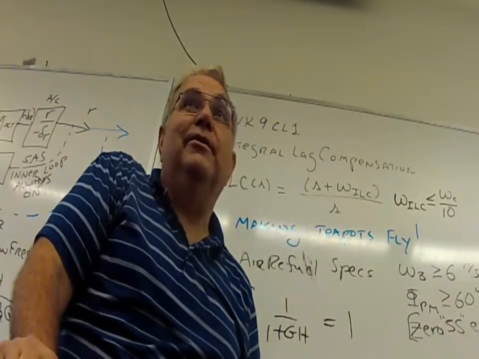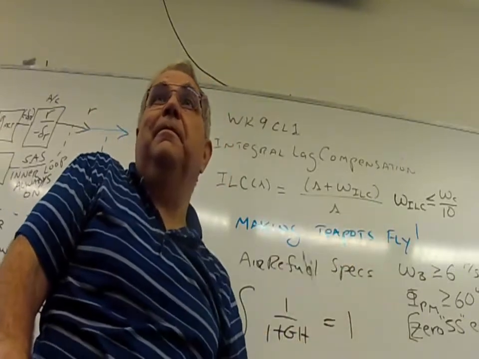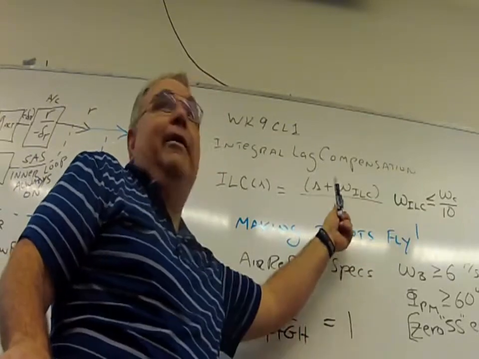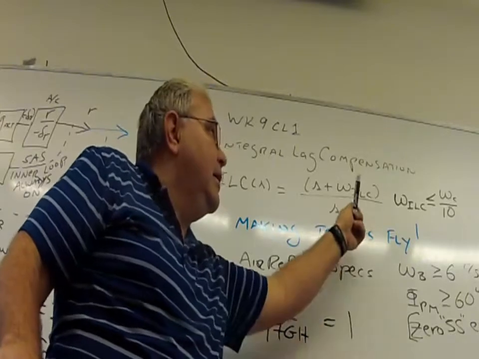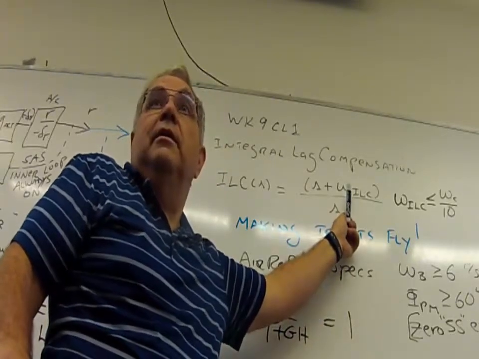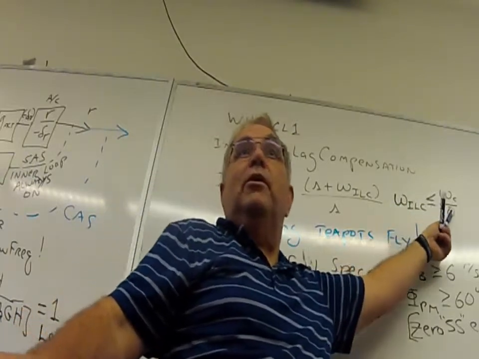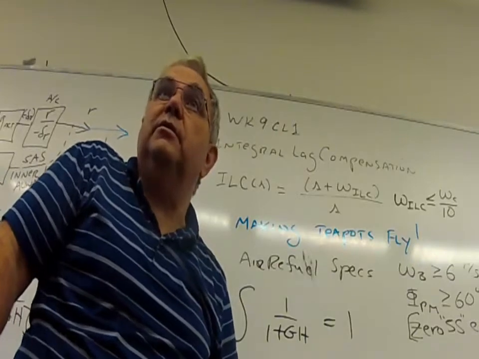Bahij, I know you know the answer to this. What does the angle start going to plus 90 in a numerator? At 1/10, yeah? Where does it get to 90? 10 times, right? 10 times. So 10 times omega ILC has to be less than the crossover. If that holds, I will not affect my phase margin.